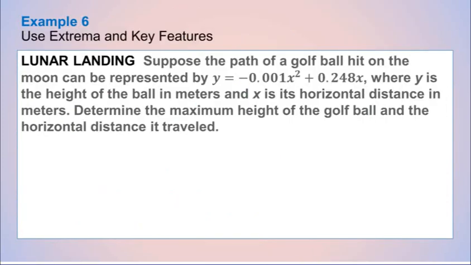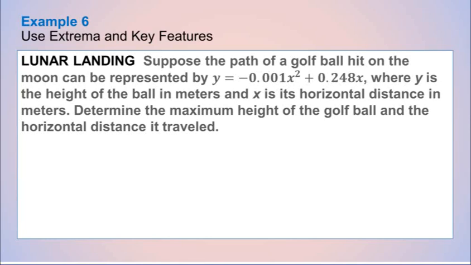Example 6. So now you're going to use the extrema and the key features in a word problem. Suppose the path of a golf ball hit on the moon can be represented by y equals negative 0.001x squared plus 0.248x, where y is the height of the ball in meters and x is the horizontal distance in meters. Determine the maximum height of the golf ball and the horizontal distance it traveled.